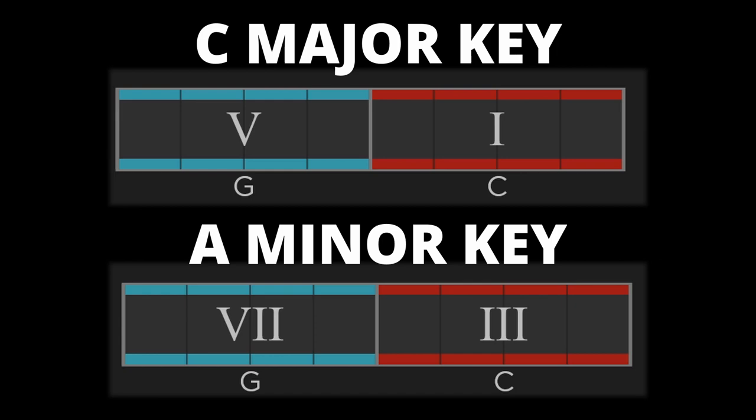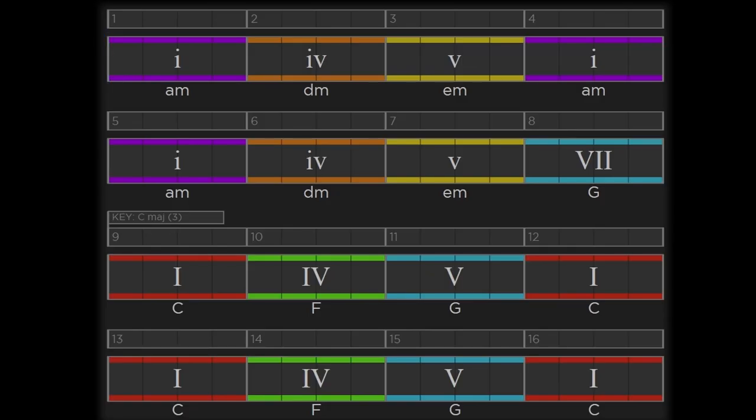In a minor key, this 5 chord from its relative major will always be the 7 chord. For example, in the key of C major, the 5 chord is G major, and in the key of A minor, the 7 chord is also G major. Listen out for this change in the following example at bar 8. We will also use a simple 1-4-5-1 progression in A minor, and then a simple 1-4-5-1 progression in C major.